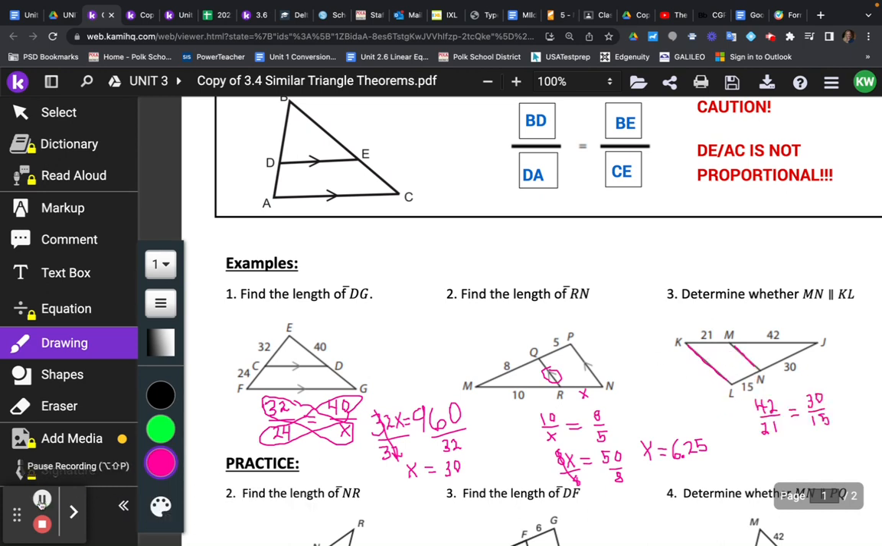My proportion is set up, and now I'll try my cross product to see if I get the same number. 42 multiplied by 15 is definitely 630. If we see 630 when we multiply 30 times 21, they're parallel. Since we got 630 when we multiplied 30 times 21, we can definitely say yes. MN is parallel to KL.